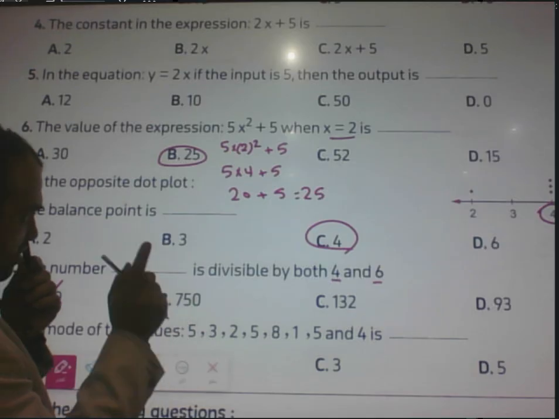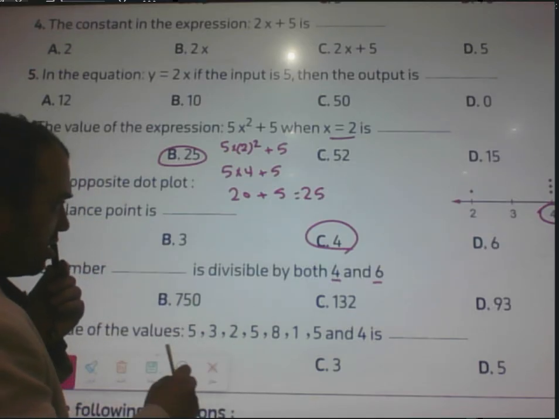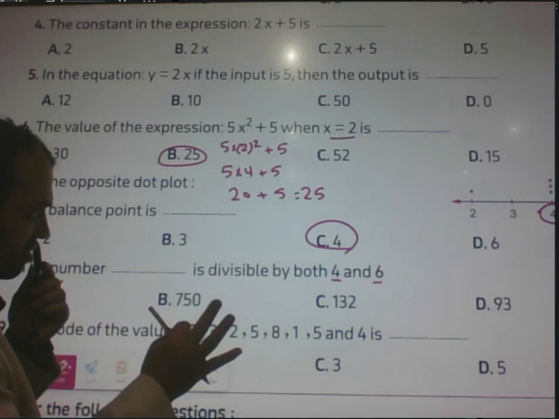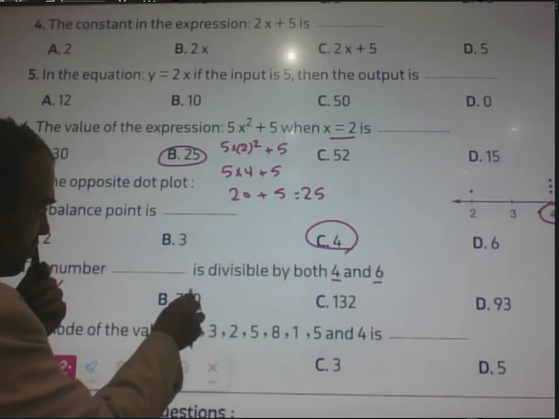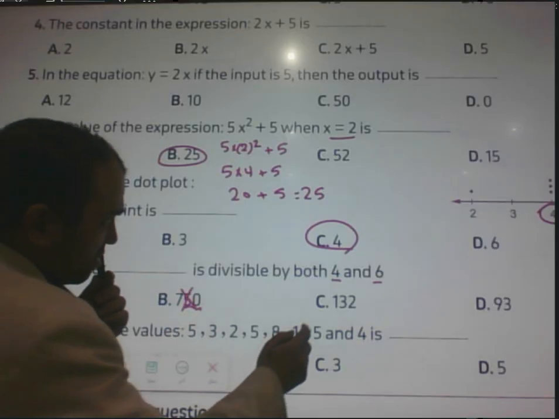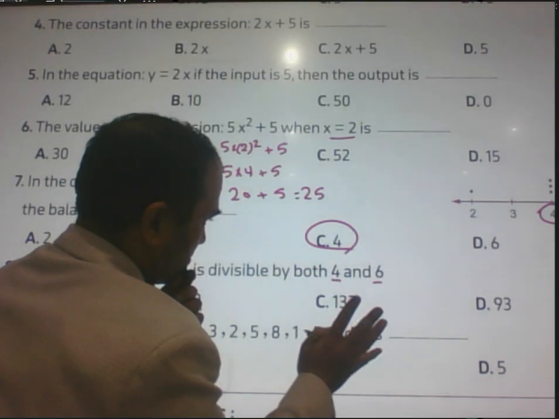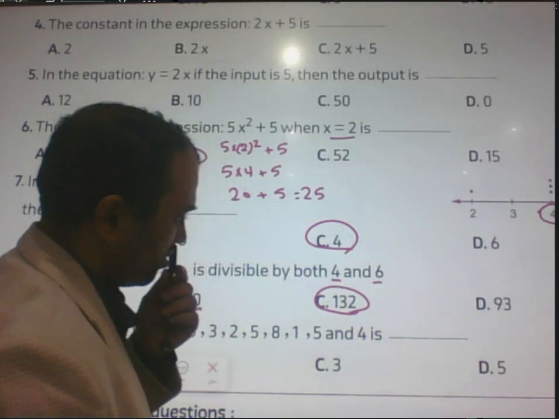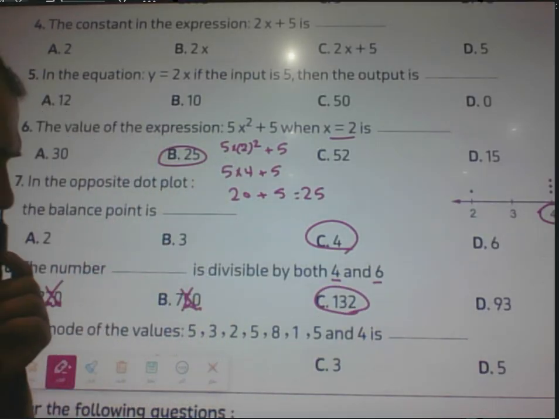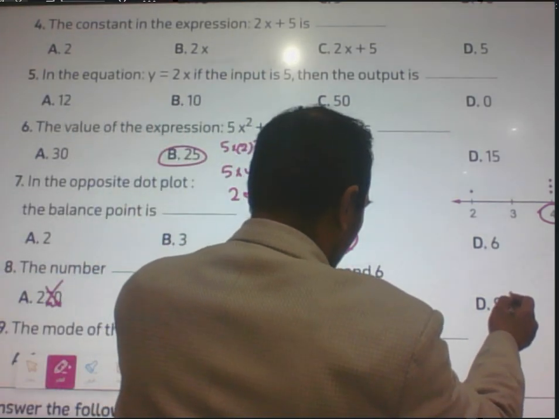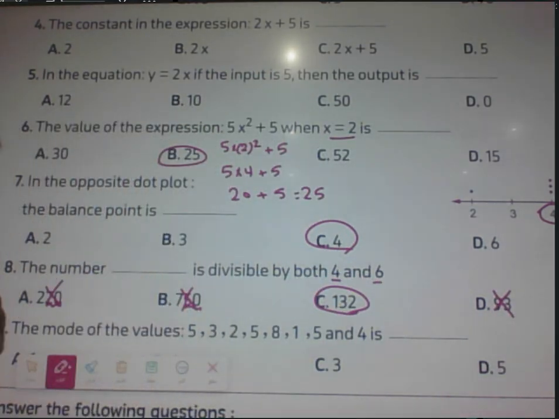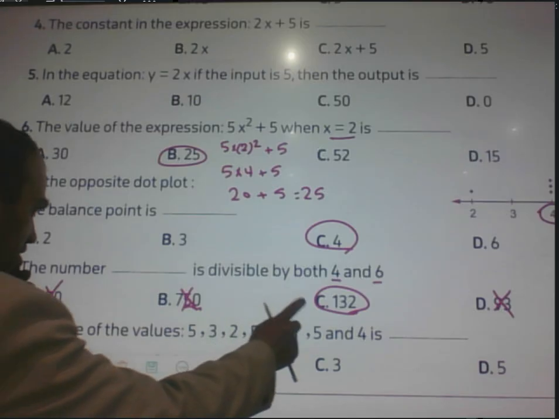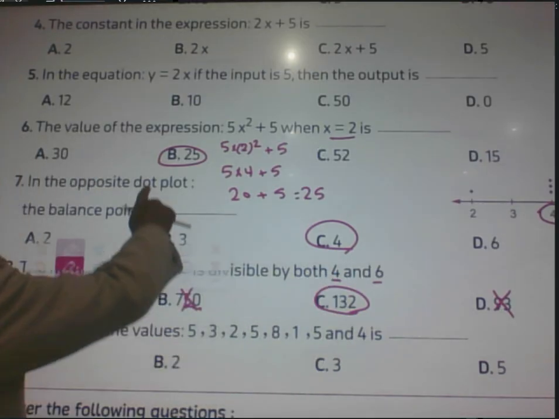This number can be divided by 2, and also can be divided by 3. But 50 can't be divided by 4. Next number can be divided by 2. Yes, can be divided by 4. 2 plus 3, 5. 5 plus 1, 6. 6 can be divided by 3. Then we must choose 132. And 9 plus 3 equals 12, but this number can't be divided by 2. Okay, then the answer will be 132. Okay, can be divided by 4 and 6.